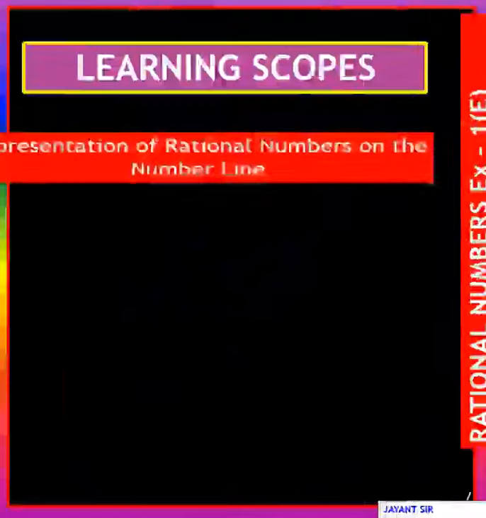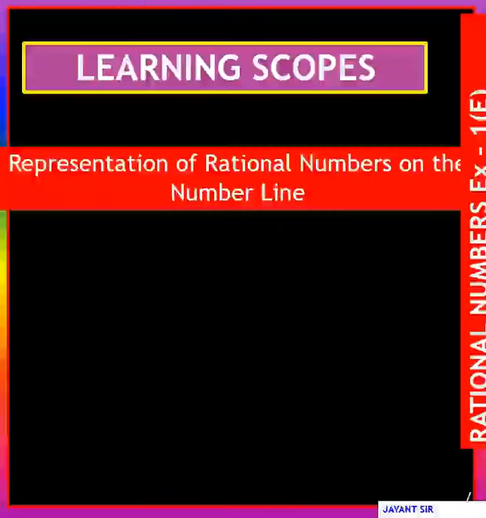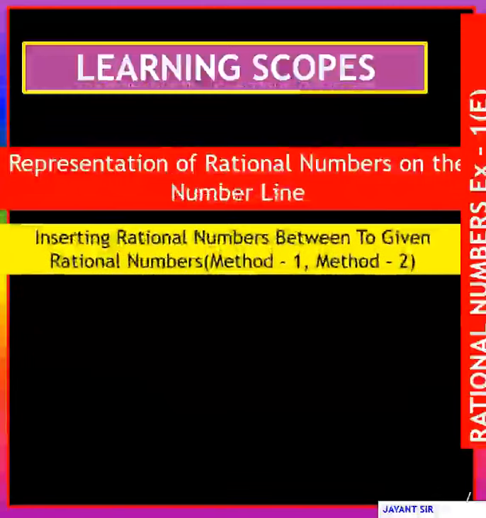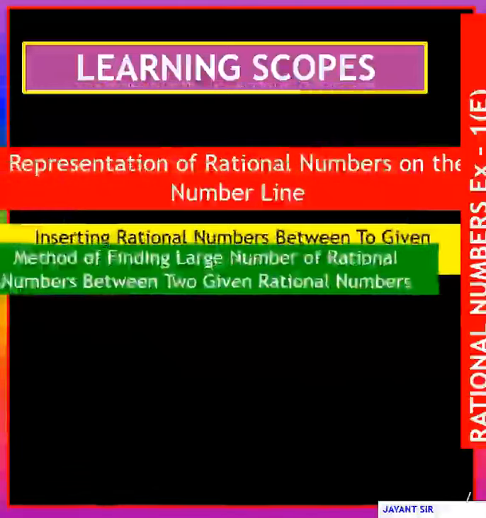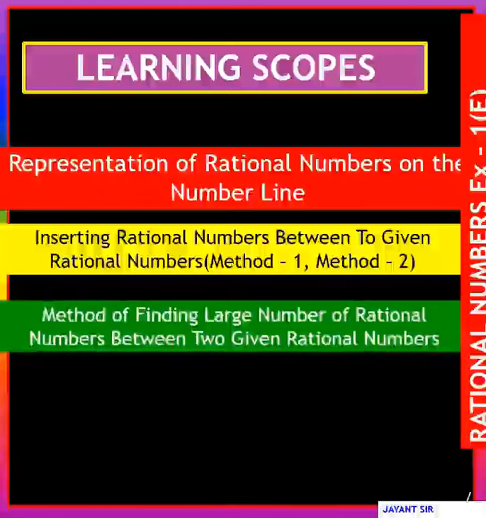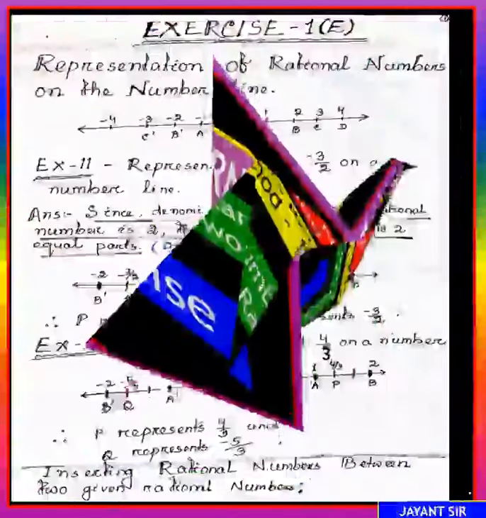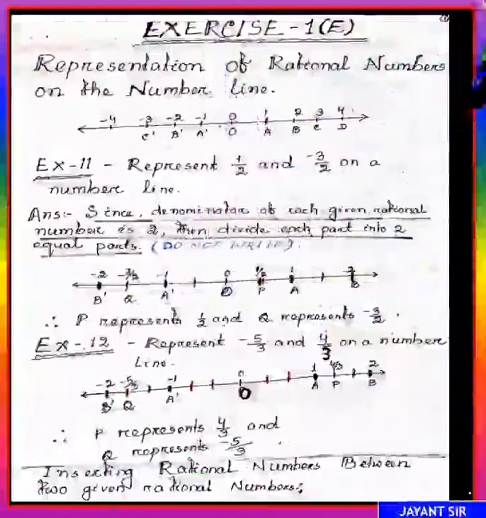And today's learning scopes are, first one is the representation of rational numbers on the number line, then inserting rational numbers between two given rational numbers, that is first method and second method. Then method of finding large numbers of rational numbers between two given rational numbers. And at last we are going to solve that exercise 1E. Let's start the representation of rational numbers on the number line.